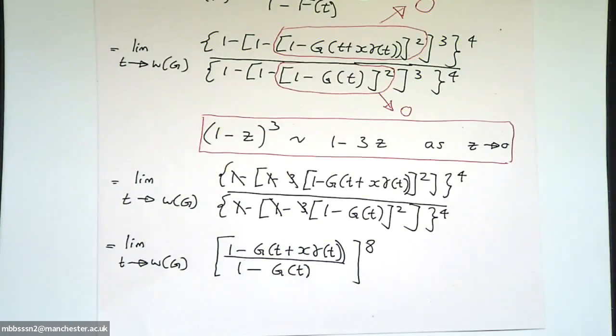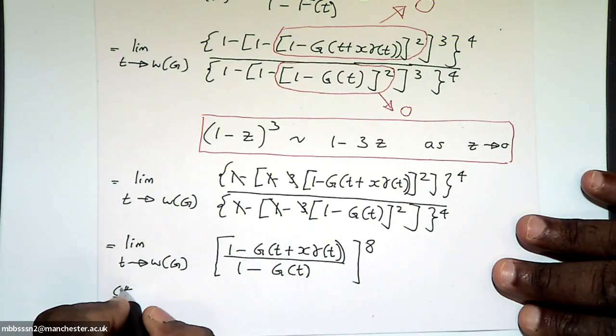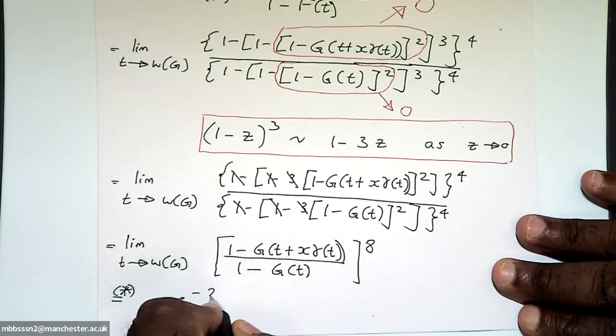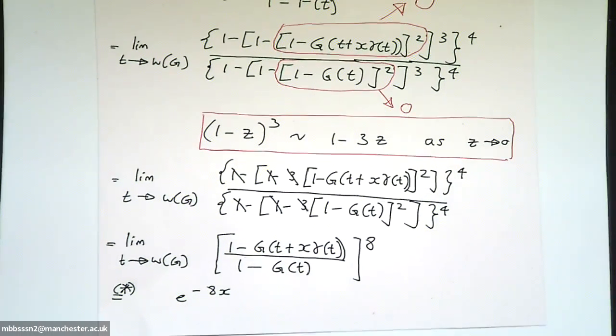So what you have is, correct me if I'm wrong, I hope it's correct. Power 8. So 2 times 4 gives you 8, right? Now using star, this will become e to the power 8 times x, which is of the same type as Gumbel. So you prove that f and g belong to the Gumbel domain of attraction. You will need to repeat this for Frechet and Weibull.